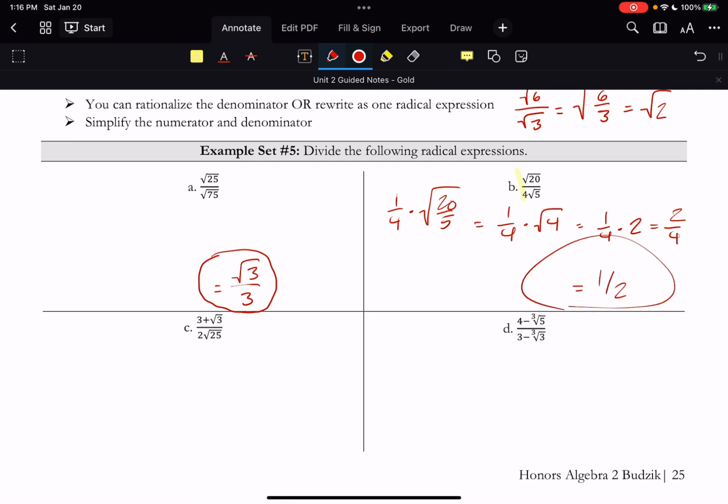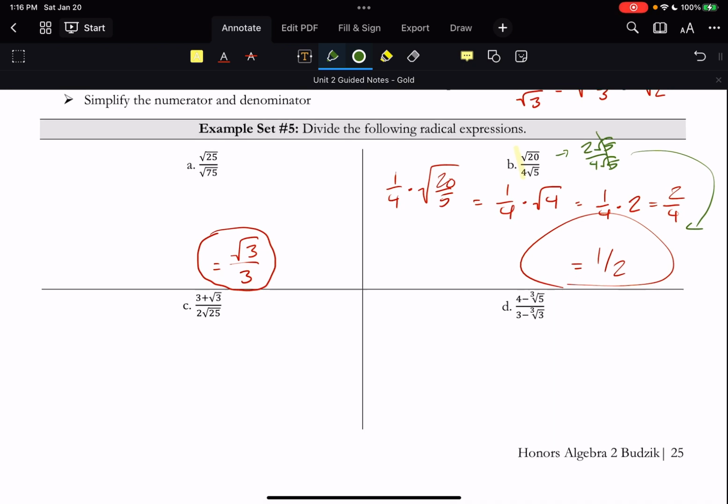You could also, if you wanted to do the simplifying right away method, the square root of 20 becomes 2 radical 5 over 4 radical 5. Those radical 5s cancel out, and then you also get 1/2. Again, doesn't matter to me which way that you'd want to do it.